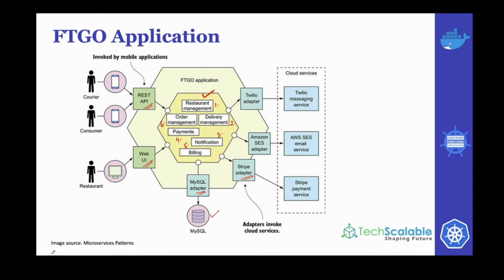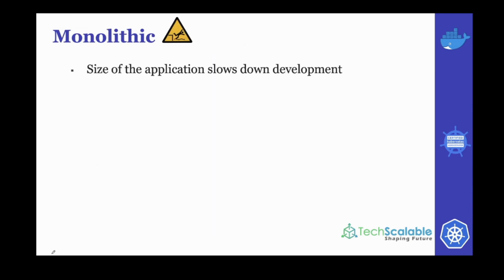So you can think this entire box is a single bundle. This is our monolithic application. And these are the interfaces through which either we are getting into the system or we are interacting with any third-party systems. So if we think about the monolithic pitfalls, we would find that with time, the size of the application grows so much that it slows down our development process.